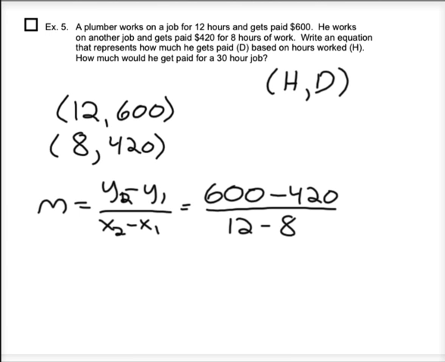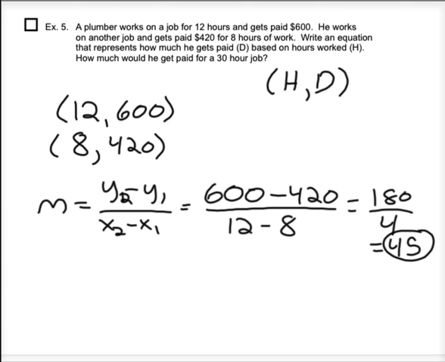600 minus 420 gives us 180. 12 minus 8 gives us 4. So divide that, we get 45 as our slope. All right? So what that's telling me is he's getting paid $45 per hour, essentially. That is the rate of change, the slope.